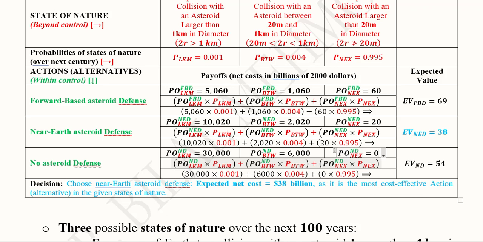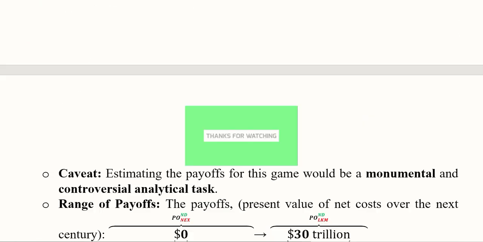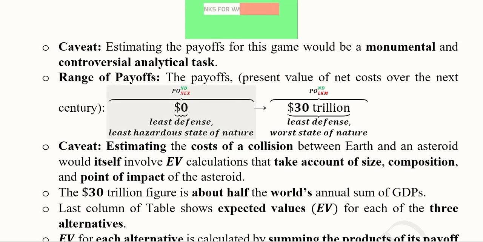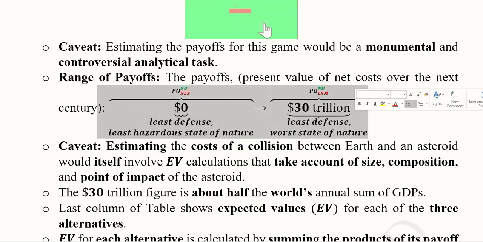So it is 0 because neither are we spending any amount nor is any major asteroid hitting the Earth. So the cost is 0. The highest value that we can consider is this, that is 30 trillion, because you can see that there is no asteroid defense system here and we are hit by a large asteroid, which means that there will be maximum loss. So this is the range that we can observe in this whole situation.